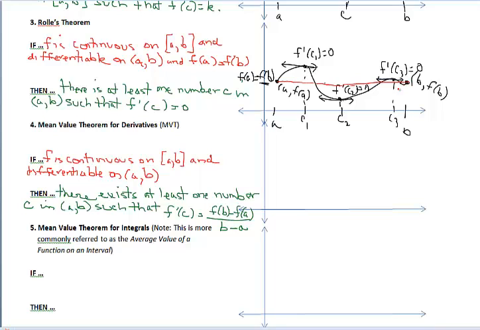The slope of that secant line is 0, if you will. So if the slope is 0, there's got to be at least one other place on this graph, if the graph is continuous and differentiable, at which the slope of the graph is also 0. And in this example, there are 3 locations.